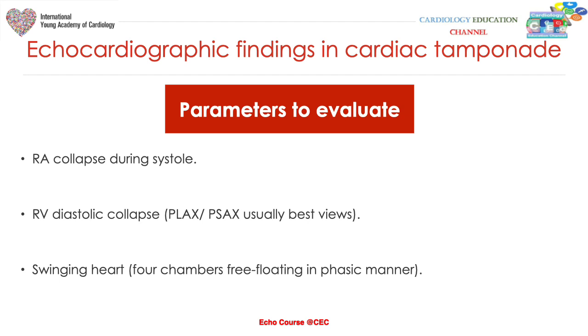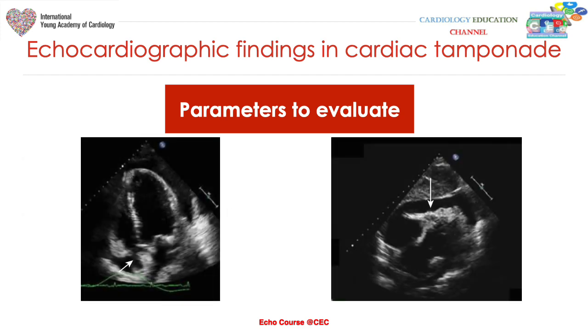So what are the parameters to evaluate? You need to evaluate for the RA collapse during systole. You need to assess for the RV diastolic collapse, in the parasternal long or short axis, which are usually the best views, or you may see a swinging heart in the 4-chamber view, free floating in a phasic manner if the amount of fluid is rather big. So this is what you can see here from these images. The white arrow on the left side is pointing at the RA collapse, and the white arrow on the right side is showing the RV diastolic collapse.